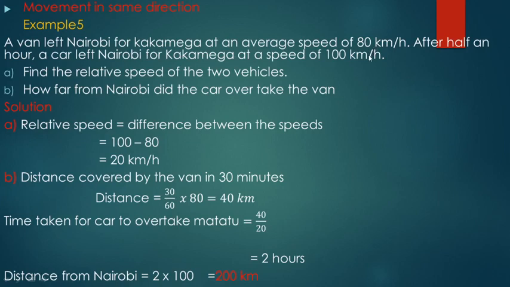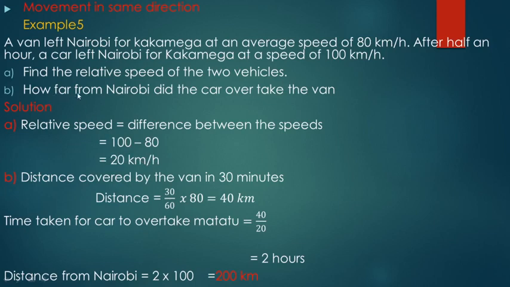Then after half an hour, after 30 minutes, a car left Nairobi. They left the same place. So that means we need to find, first of all, the distance the van moved before the car started. Because for us to find the relative speed, if they are moving in the same direction, we subtract. So it will be 100 minus 80, we get 20 kilometers per hour. That is our relative speed.